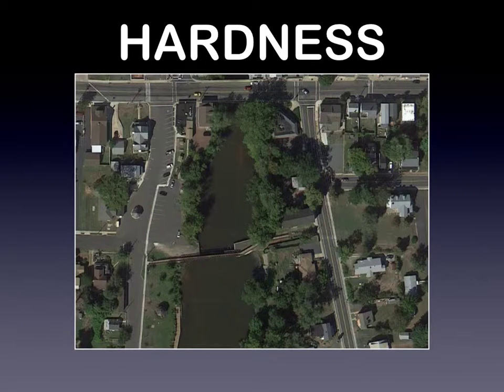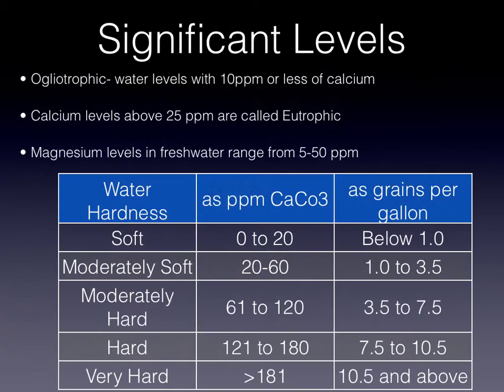Hardness refers primarily to the amount of calcium and magnesium in the water. Calcium and magnesium enter water mainly by leaching of rocks. Calcium is an important component of aquatic plant cell walls and the shells and bones of many aquatic organisms. Magnesium is an essential nutrient for plants and is a component of the chlorophyll molecule.